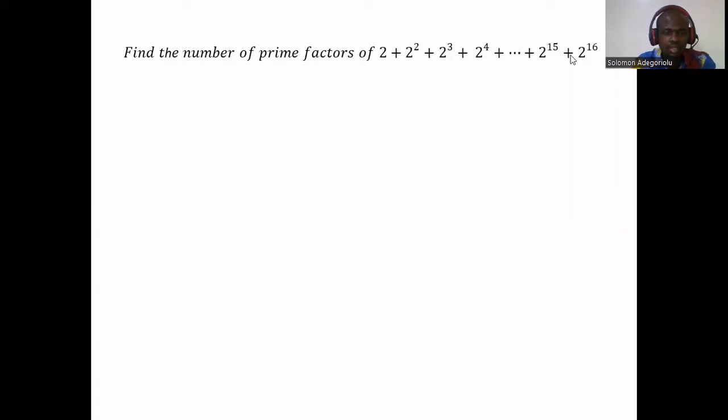All right, let's take a look at this question. Find the number of prime factors of 2 plus 2 raised to power 2 plus 2 raised to power 3 plus 2 raised to power 4 and up to 2 raised to power 16.